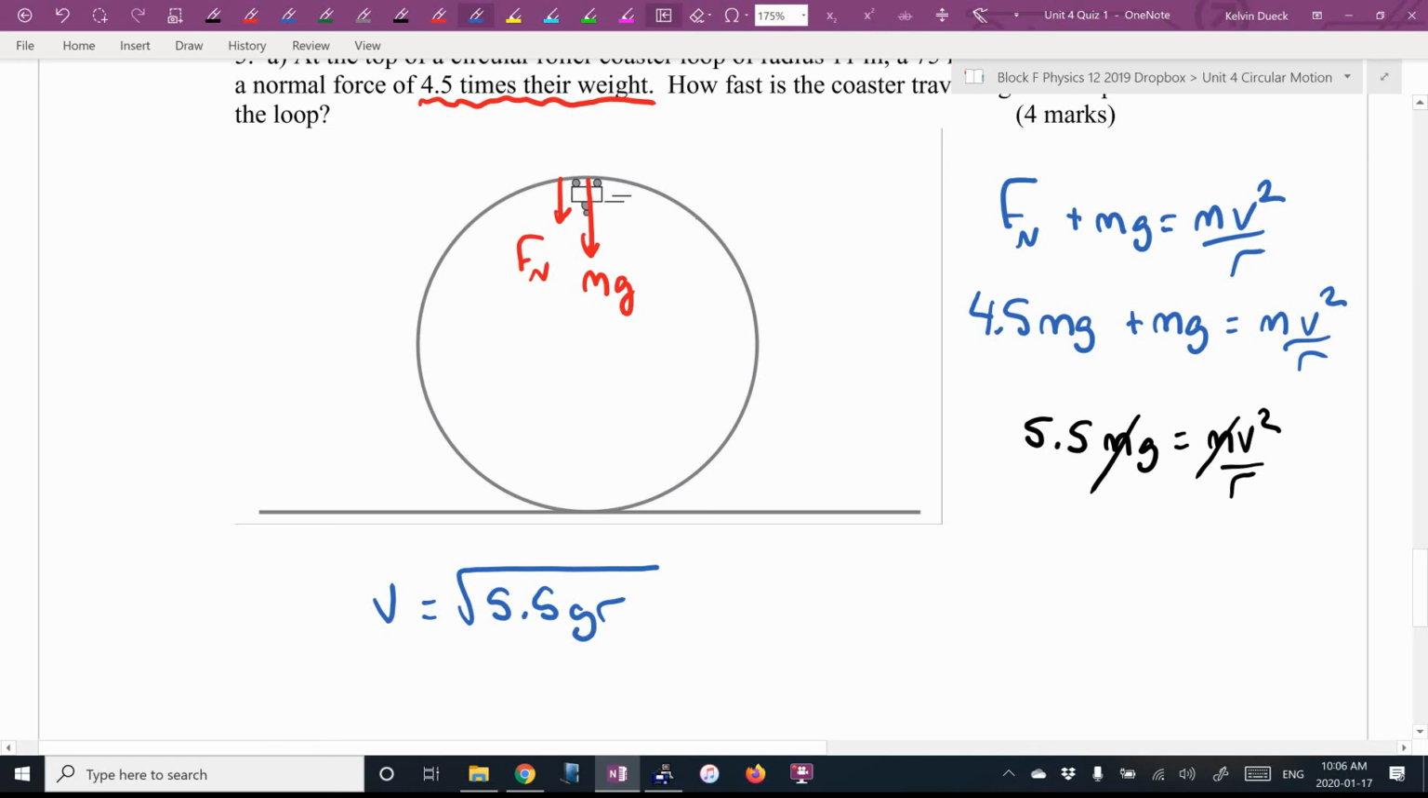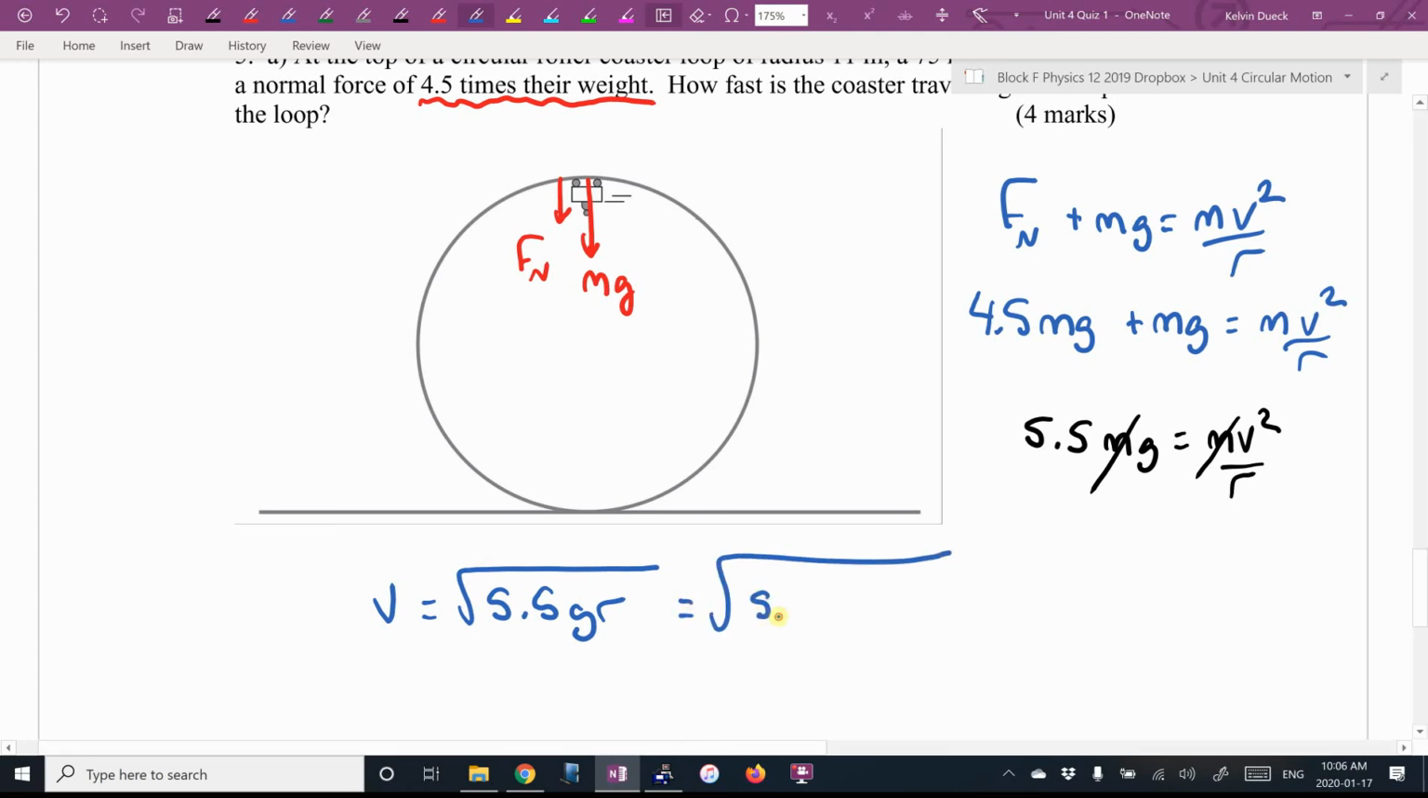And the reason it's 5.5 and not 4.5 is all of you right now are feeling 1 times your weight. That's your normal. So if you want to feel 4.5 times heavier, we have to bump it up to 5.5, and it's that extra 4.5 that makes you feel heavier than your normal. You had a question? Okay.